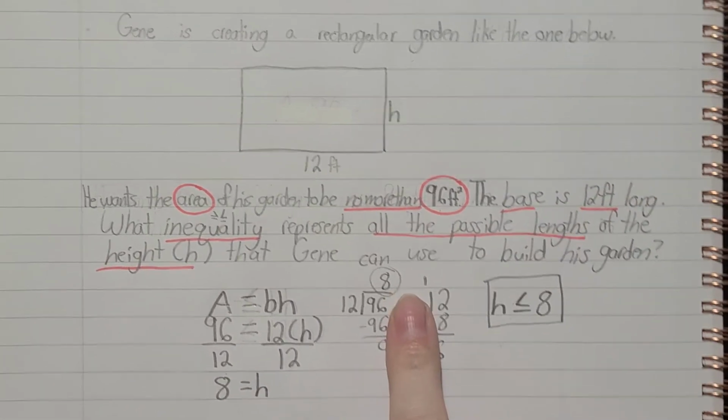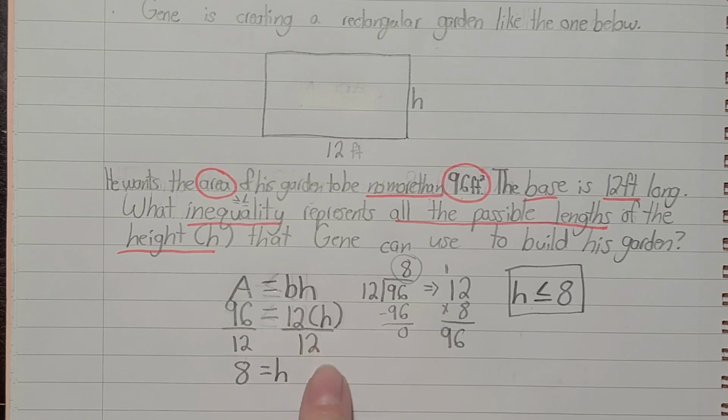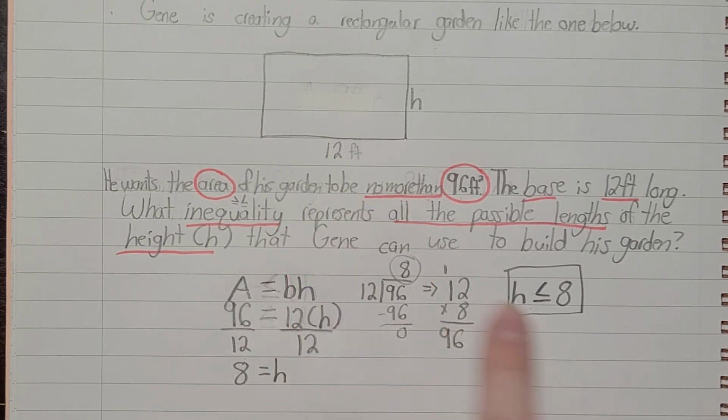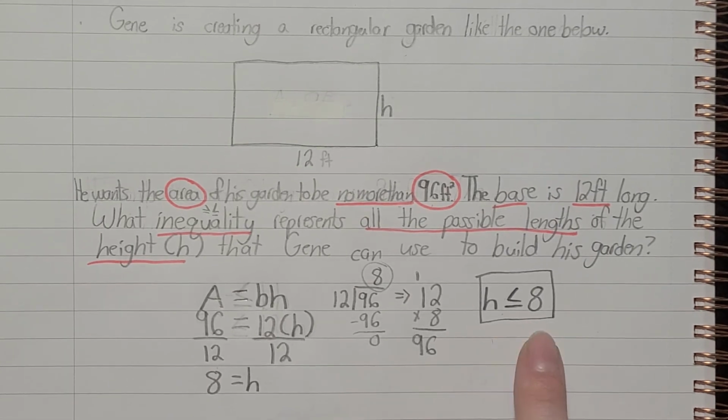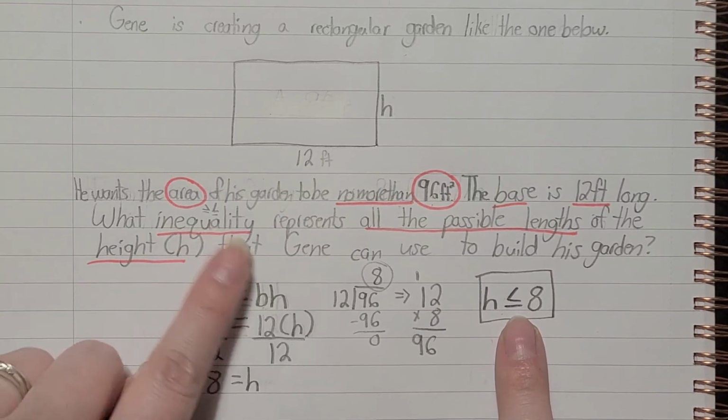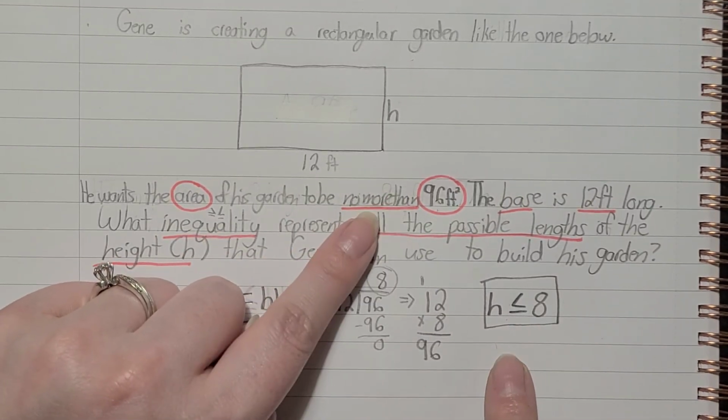Okay? To find a missing dimension, you need to go backwards and divide. And if you're thinking of an inequality, when you have your number, go ahead and set it up with your variable and decide what inequality symbol matches the keywords in your problem.